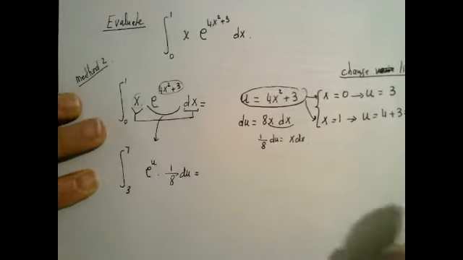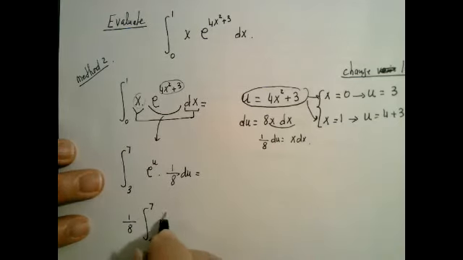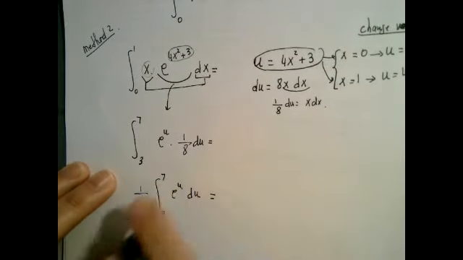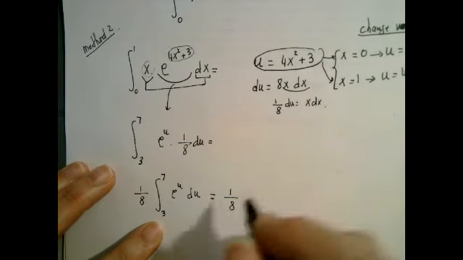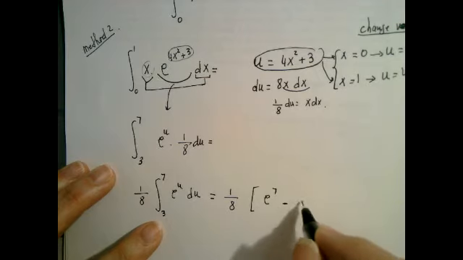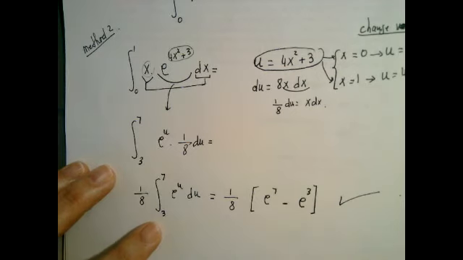Right, so I find this equal to 1 over 8, which is a constant. I need to pull it out. And I will have the integral from 3 to 7 of e to the u du. Very simple integral, very simple limit. I'm done. Since I changed the limit, I forget about x. U is my new variable at this stage because I changed my limit. And finally, I will have the value at the upper limit minus the value at the lower limit, and that's the end of the problem.